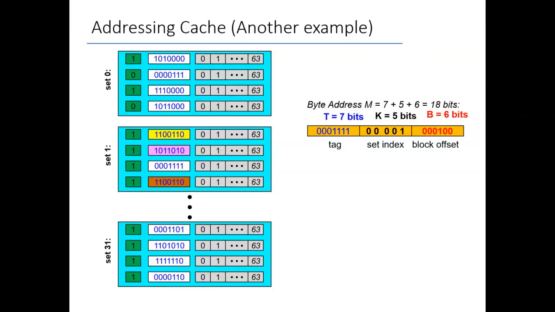32. Yes. Why 32? It is actually 2 to the power 5. So this will be 2 to the power 5, which is 32 sets. Now in this example, there are 32 sets. And how many ways are there per set in this example?